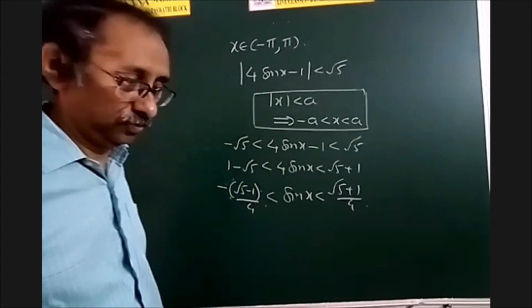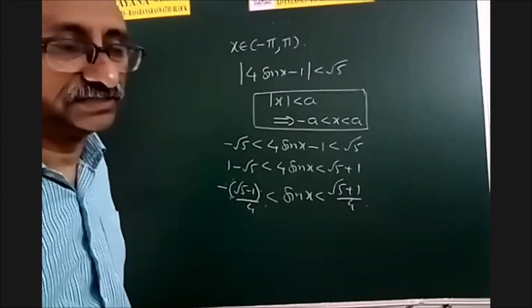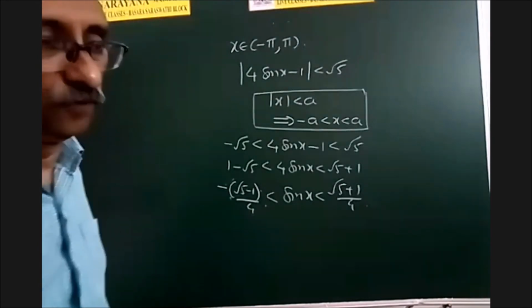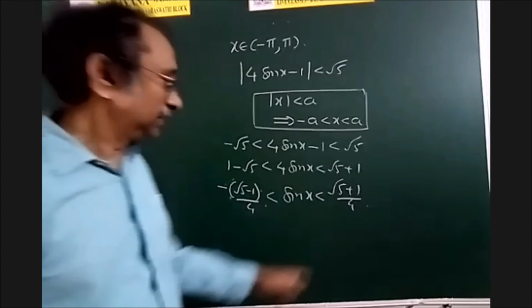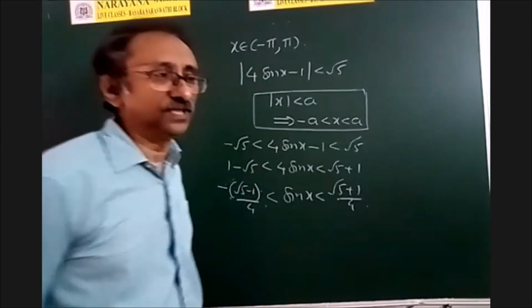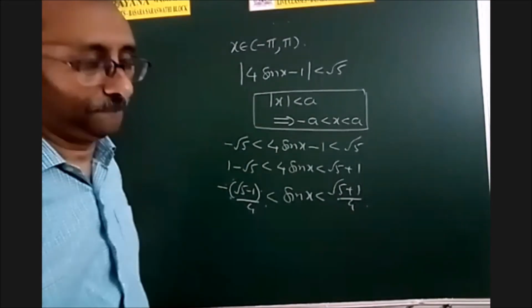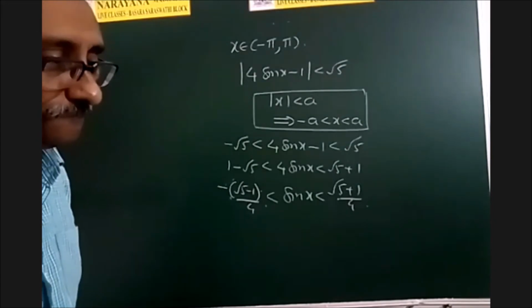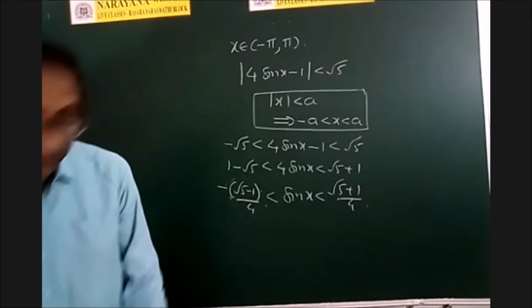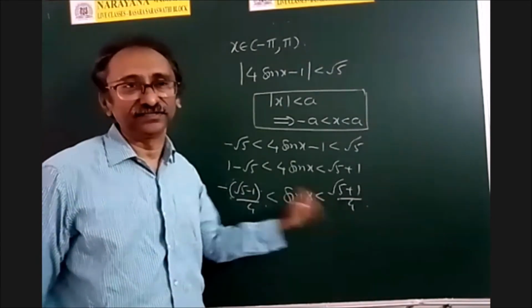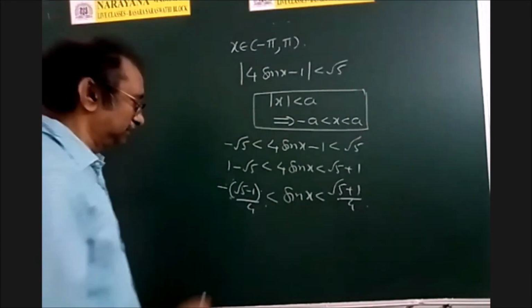Sir. Sin theta is equal to root 5 minus 1 by 4. What is theta? 18 degrees. Sir. Very good. Similarly, sin theta is equal to root 5 plus 1 by 4. What is theta? 54 degrees. Sir. Very good. Excellent. So cos 36 is nothing but sin 54 degrees.